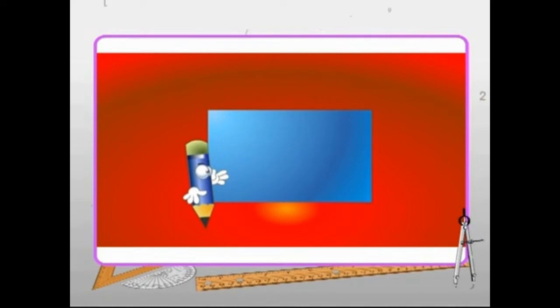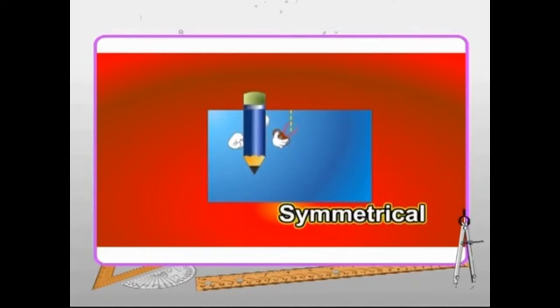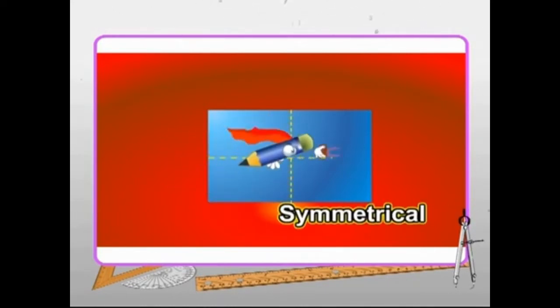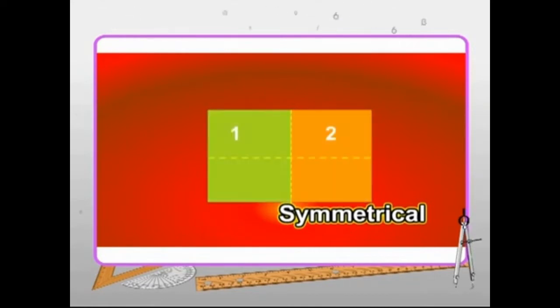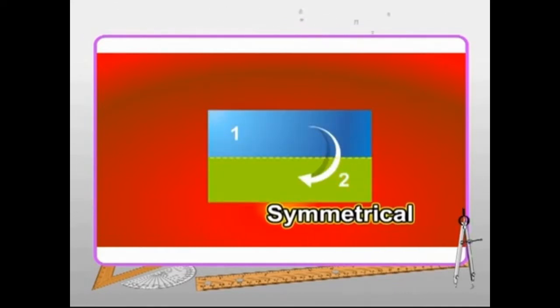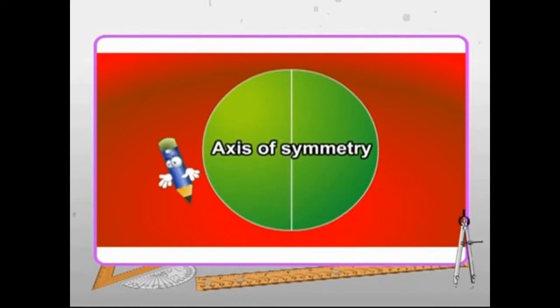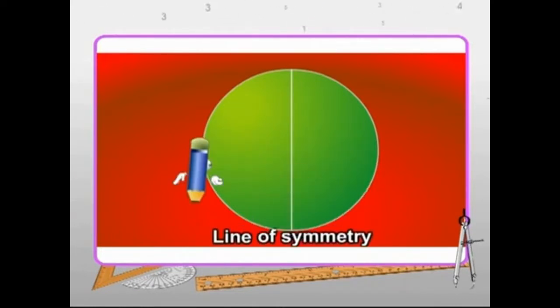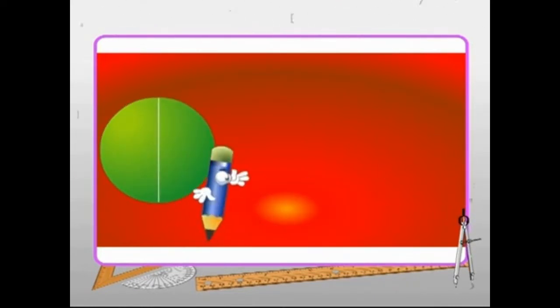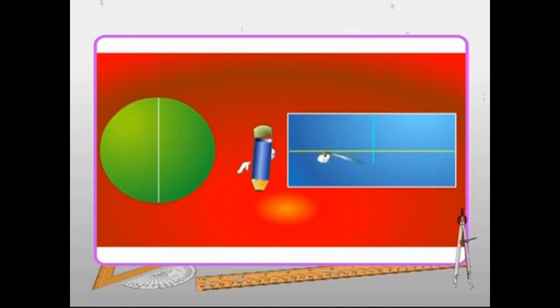Mathematically, a figure is said to be symmetrical if there is a line in the plane of the figure which divides the figure into two identical parts such that the two parts cover each other exactly. This line is called the axis of symmetry or the line of symmetry of the figure. And interestingly, a symmetrical figure may have more than one axis of symmetry.